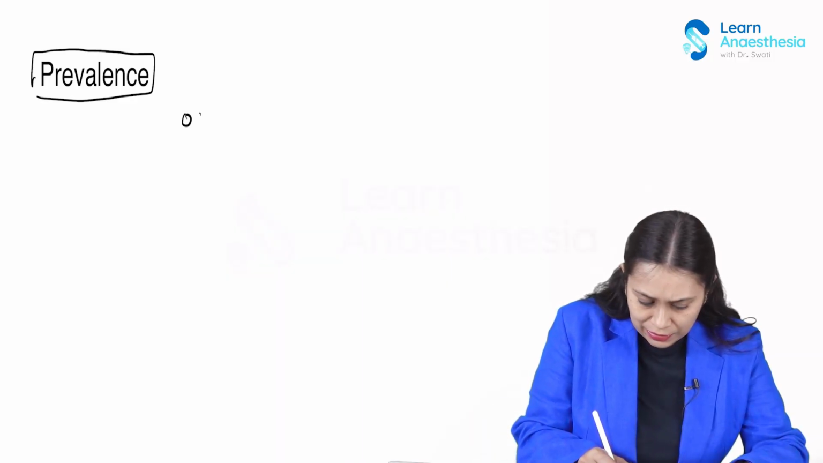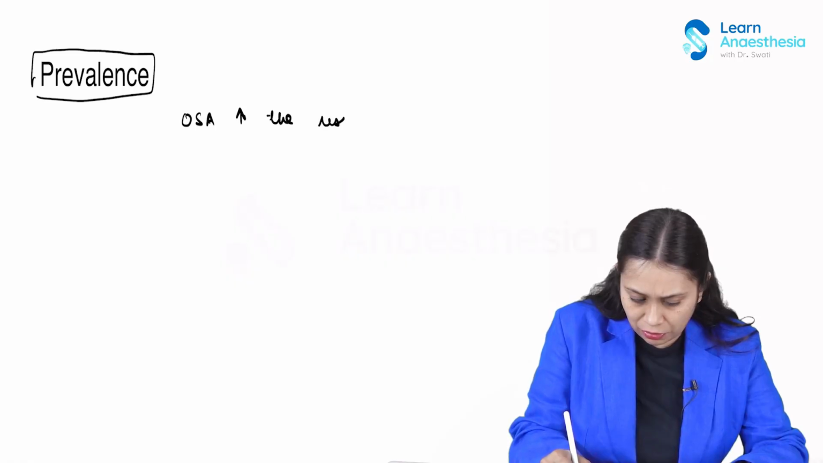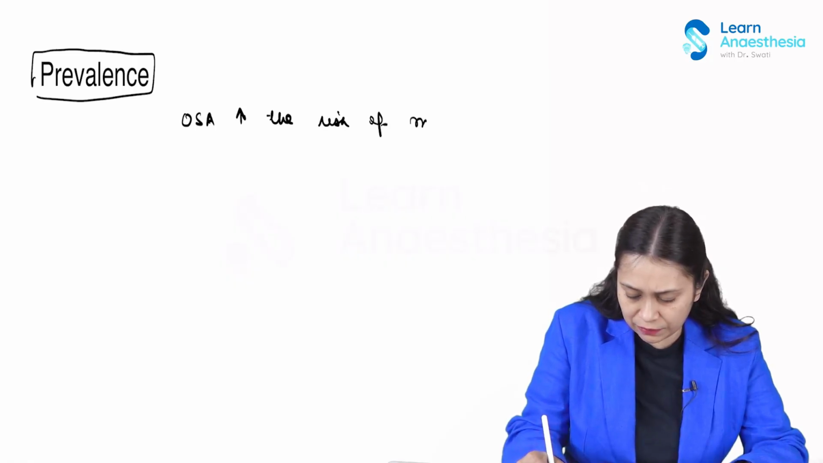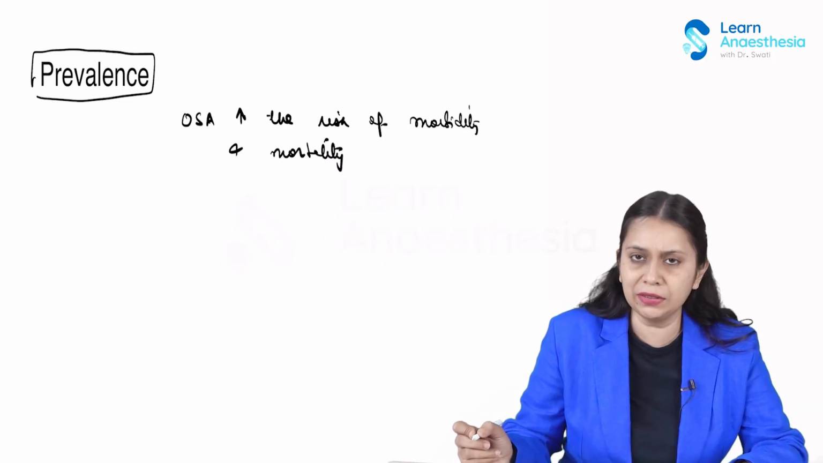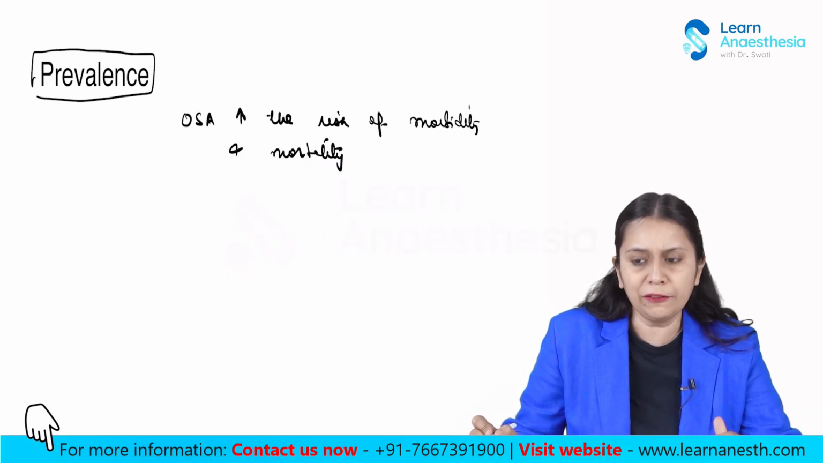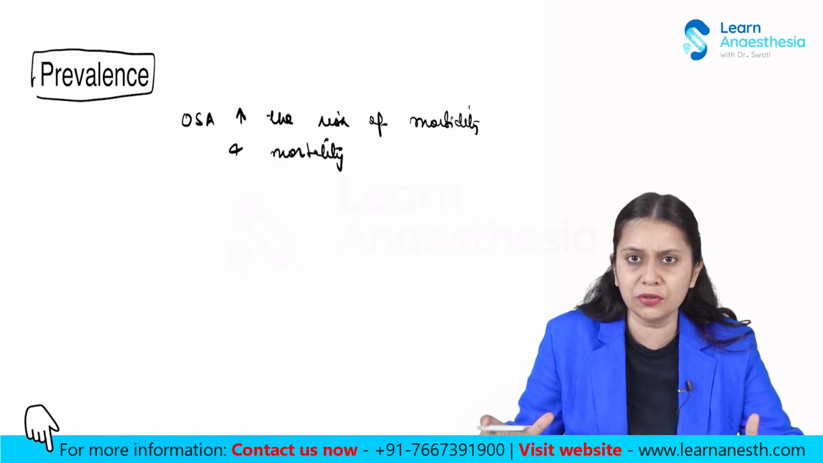Now, OSA increases the risk of morbidity and mortality, right? So, we need to have a prior diagnosis of OSA, or if the patient already has OSA, we need to optimize the patient prior to taking the patient for surgery. We need to know what therapies the patient is on.